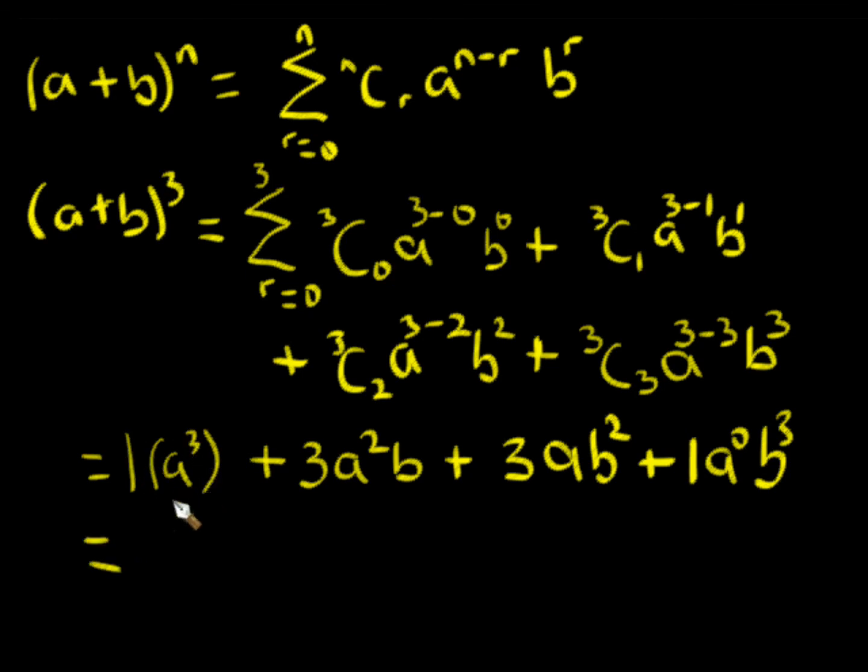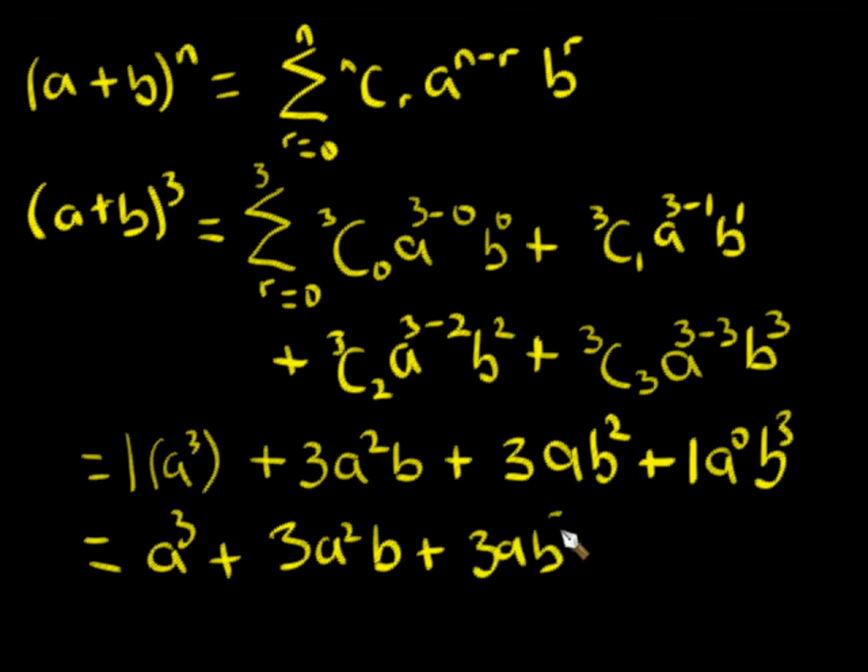1 times a raised to power 3 still gives us a raised to power 3, right? Plus, now 3a squared b still remains 3a squared b, plus 3ab squared still remains 3ab squared, right? Plus, now 1 times a raised to power 0. It's worthy of note that you understand that a raised to power 0 still remains 1, because anything raised to power 0 gives you 1. So in the end, we have 1 times 1 here times b cubed, and all we have there gives us b cubed.